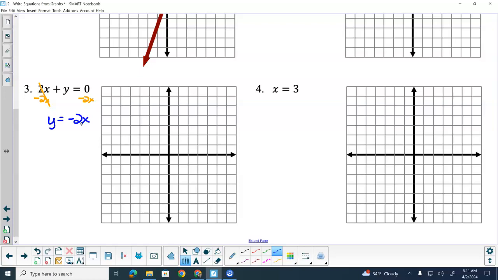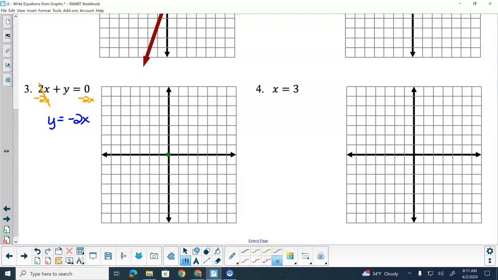Asha, what's my y-intercept in y equals -2x now that it's in y equals mx plus b form? What's the y-intercept? Why 0? Because there's nothing there, right? So there's nothing there. So that means 0. That means I stay right there at the origin. Okay? Bryce, what's the slope in this one? -2. So give me two directions and two numbers.